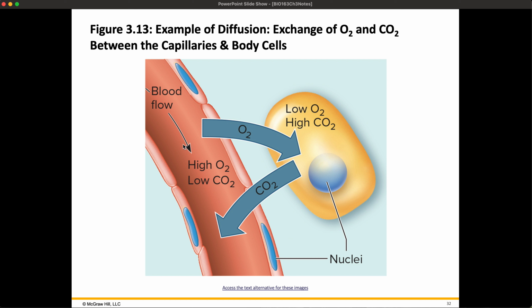Again, this is going from high O2, low CO2 in the blood, and low O2, high CO2 in the cells, and then those go down their gradients. This is also why we talked about the cell membrane being very, very thin. That allows for these molecules to pass through. Same thing with these capillaries. They're just one single cell layer.